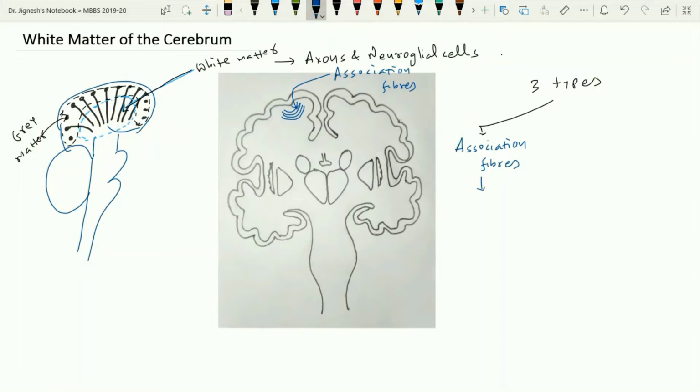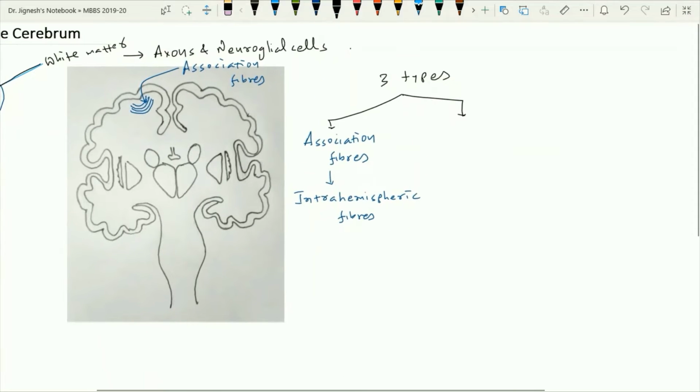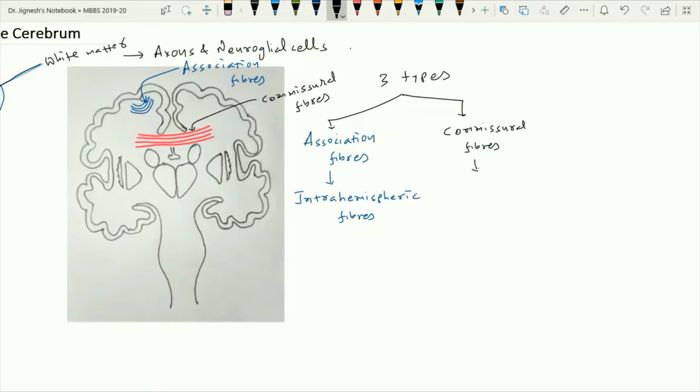These association fibers are intrahemispheric fibers. The second type of white fibers communicate with the opposite side hemisphere, and they join the adjacent areas of the two different hemispheres like this. These fibers are called the commissural fibers. These commissural fibers are the interhemispheric fibers.